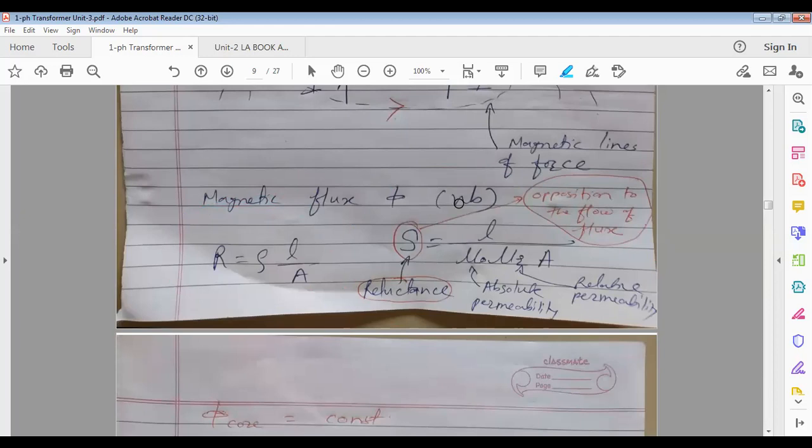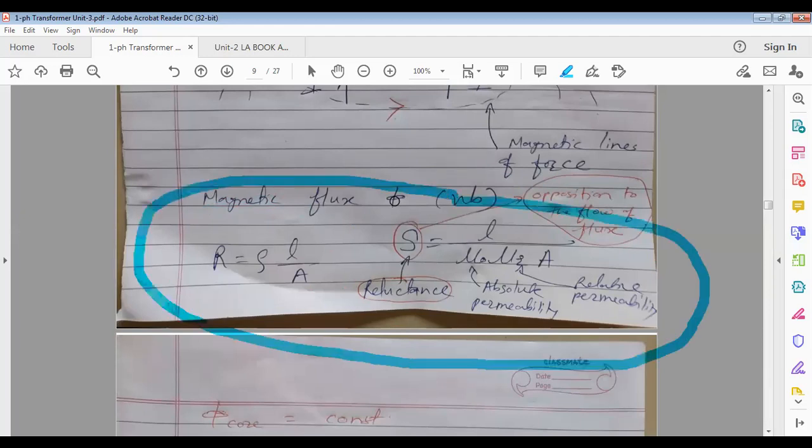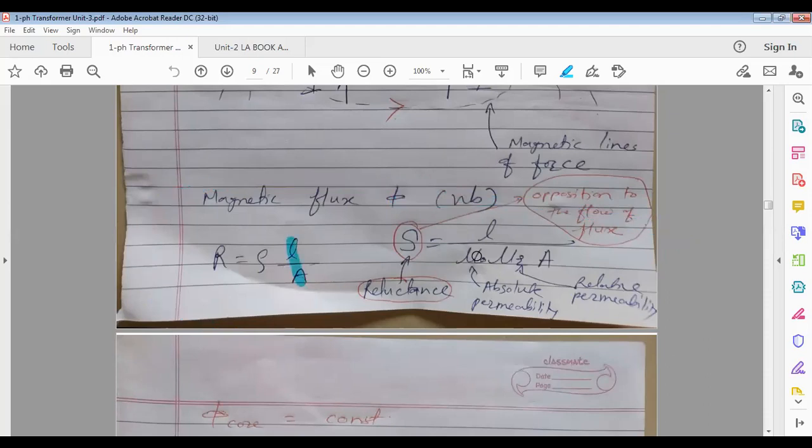See here, this is the formula. You can see there are some similarities between the two formulas. Here L by A, here also L by A. Here rho is there, the specific resistance. Here 1 by mu is there. What is mu? mu 0 into mu R. It is the permeability, where mu 0 is the absolute permeability and mu R is the relative permeability.